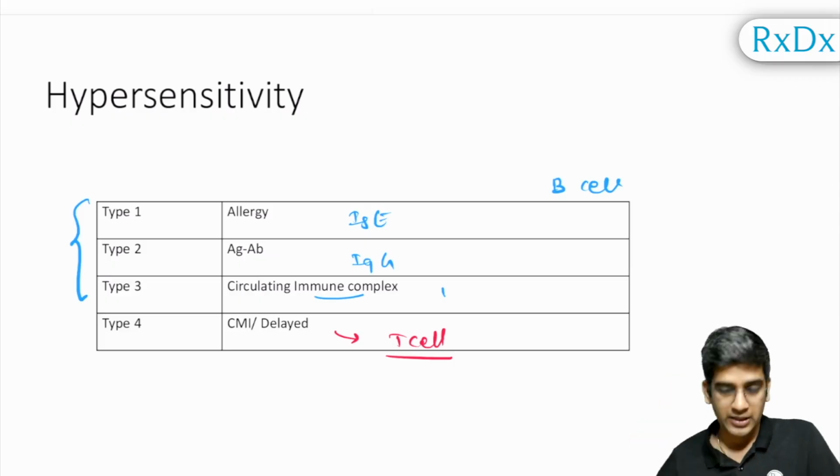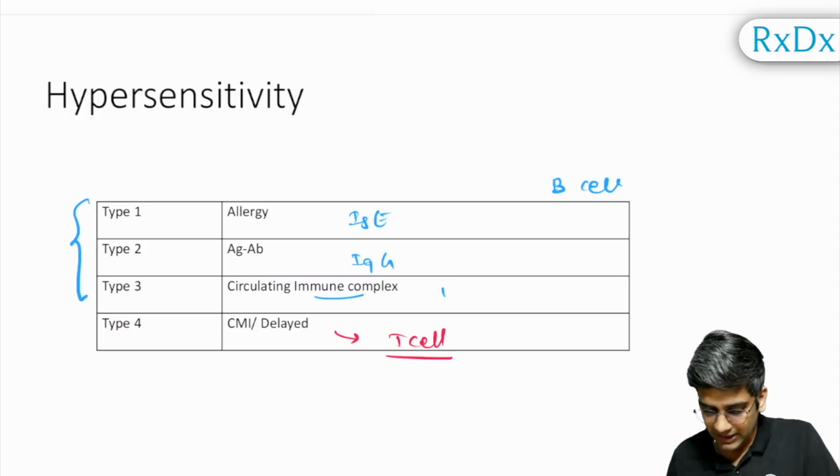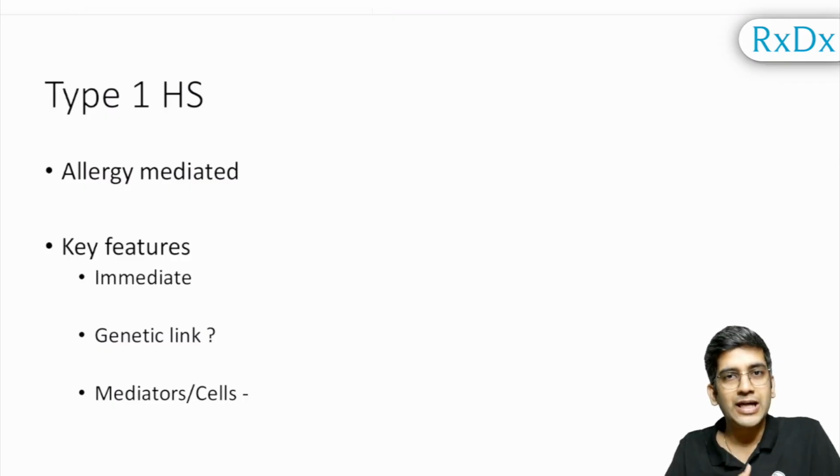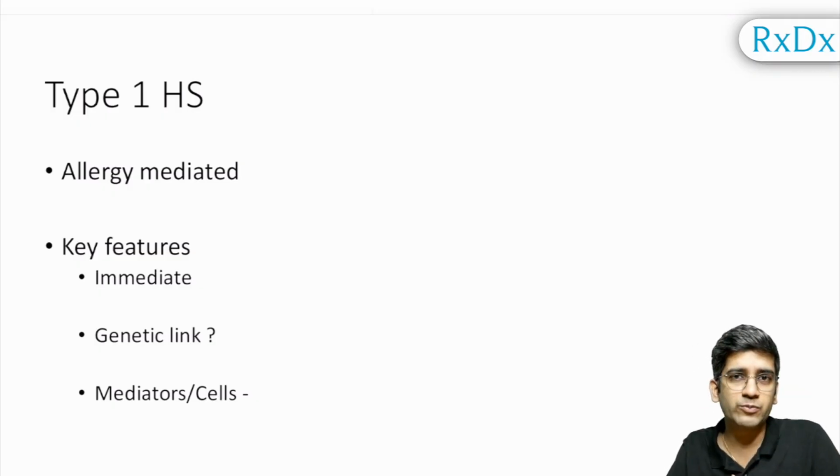Fine, perfect. Now in this module, we'll look at 1 and 2. In the next module, we'll look at 3 and 4, right? So type 1 hypersensitivity is also called allergy mediated, or an immediate hypersensitive response. You inhale some allergen, immediately you'll sneeze. That's a type 1 hypersensitivity, right?